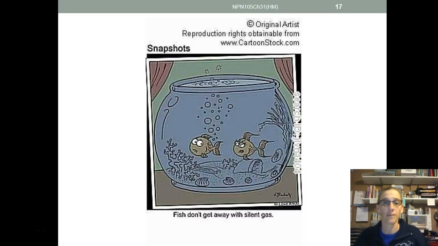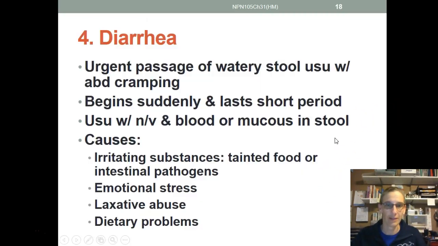And here's my cute little fish, don't get away with silent gas. At my house, nobody gets away with silent gas because there's no such thing. It's a game to see who can do it the loudest. All right, and any of you with boys know that probably.